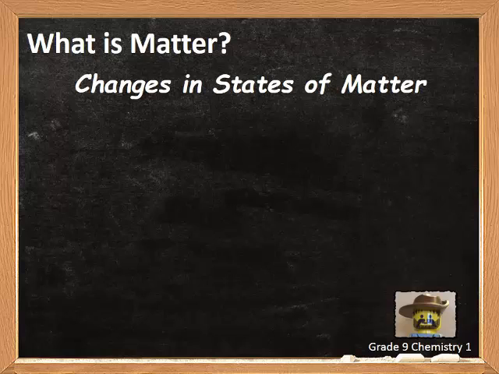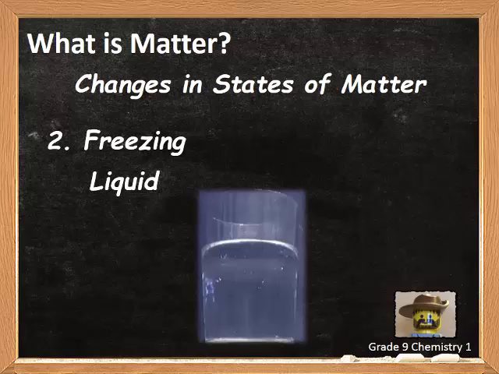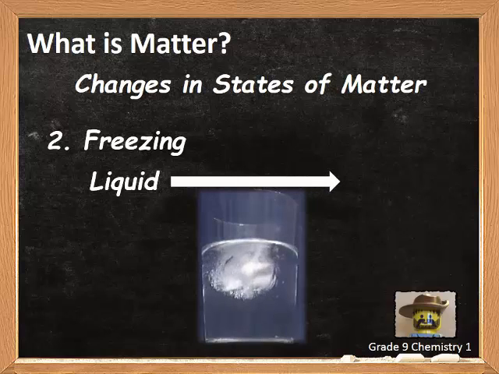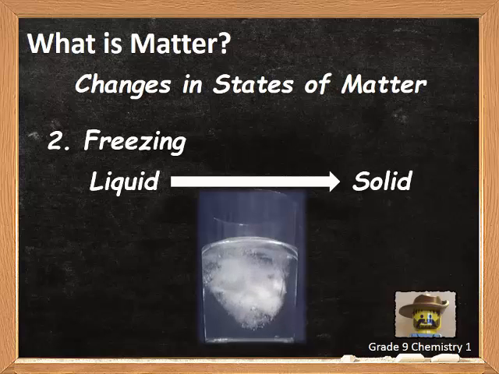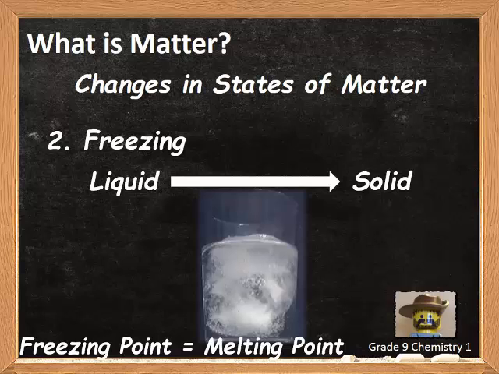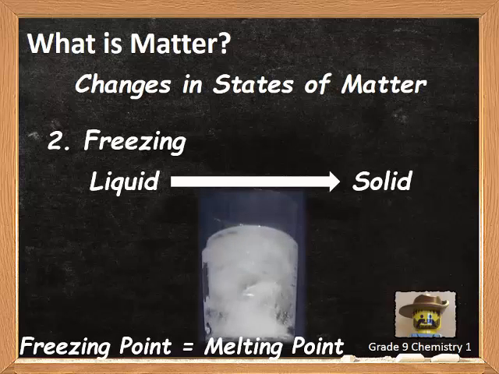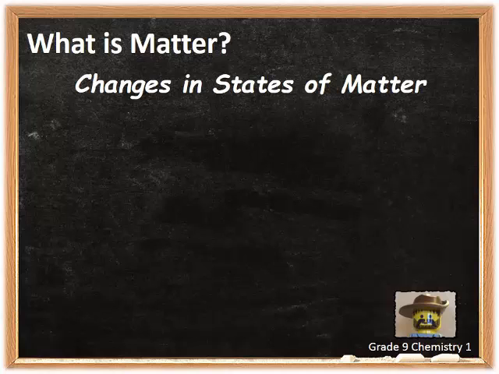The second change is the opposite of melting. We call this freezing. This is when a liquid changes directly into a solid, like freezing this glass of water in the video. We should also note, too, that the temperature at which a specific type of matter, like water, freezes and melts is always the same temperature. For water, that's 0 degrees Celsius.